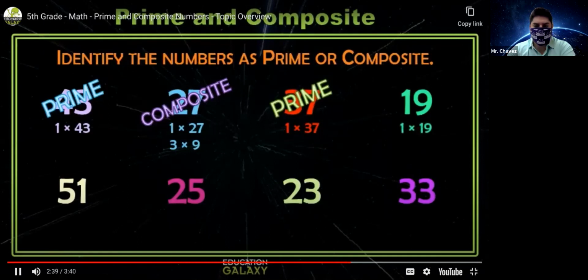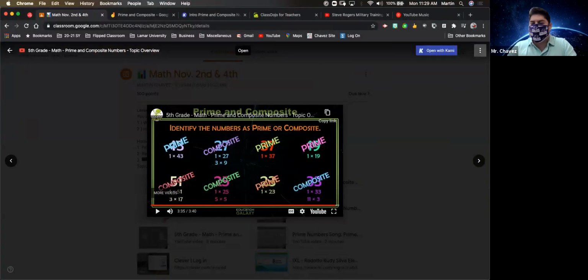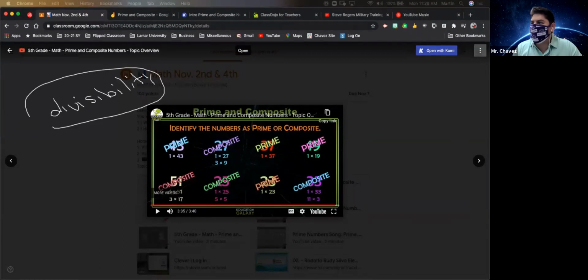And then if you can't think of any, she was talking about this word called divisibility. Let me go ahead and put that in here. She said this word, divisibility. Do you guys have any idea what you think that means, divisibility?